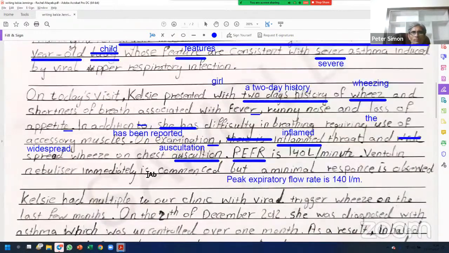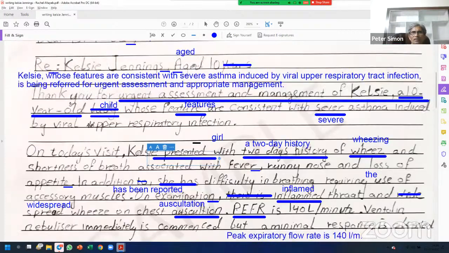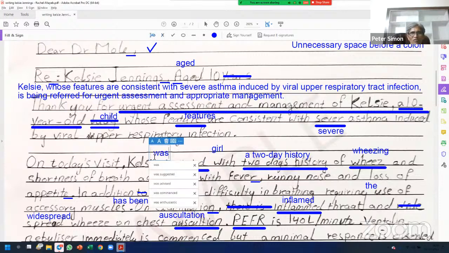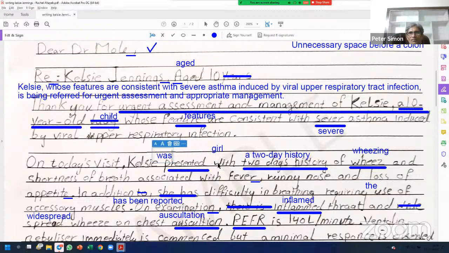Kelsie presented or Kelsie was presented? You cannot say Kelsie presented. Kelsie was presented because she is a 10-year-old child. She cannot come on her own. So you have to say Kelsie was presented. Because she is a child, somebody has to bring her. Kelsie was presented with a 2-day history.